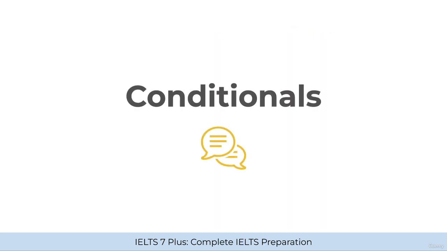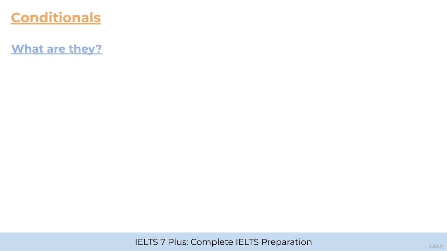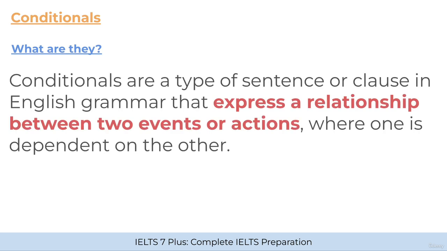Okay, let's begin with conditionals in general. Let's do an overview of them. So what exactly are they? Well, when we talk about conditionals, we are talking about a sentence or clause in English grammar which expresses a relationship between two events or actions. So there's a connection there. And an important point to note, one is dependent on the other. So if it's dependent, it cannot stand alone. It relies on the independent clause. We'll look at this in a bit more detail, but it relies on the independent clause in order to make sense, to have this cause and effect relationship.